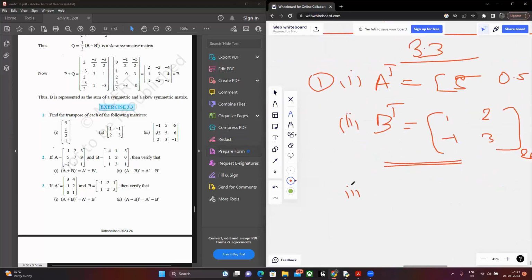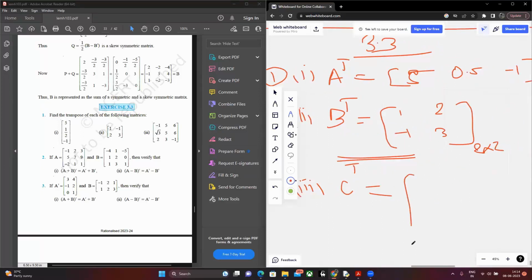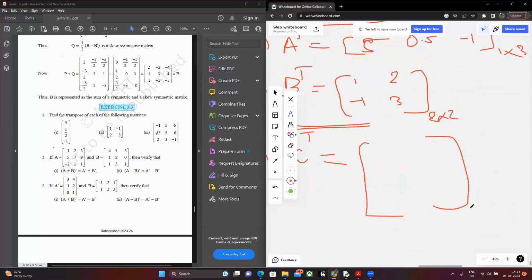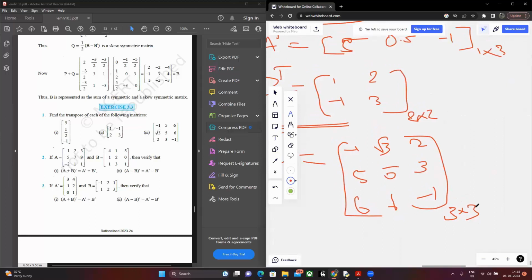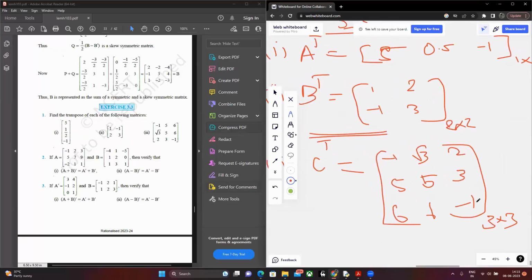And the third subpart, let this matrix be C. Then you have C transpose. Since this is a square matrix, this again is going to be a matrix of order 3 × 3. And the elements are going to be -1, 5, 6, root 3, 5, 6, 2, 3, -1. Notice that the diagonal elements never change. The diagonal elements are always fixed under transpose. That property is actually pretty useful when you want to calculate the trace of a matrix.